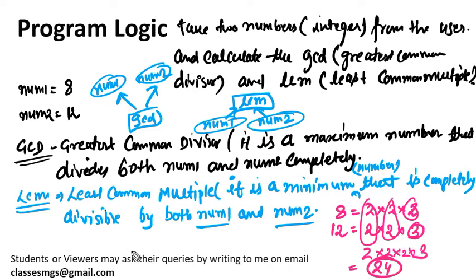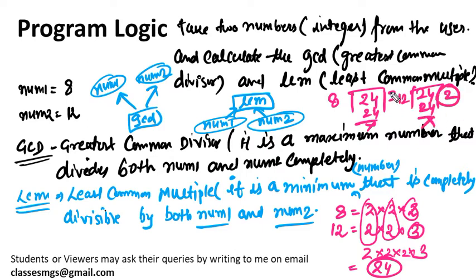24 is the number that is completely divisible, the minimum number it is. Remember, it is the minimum number that is completely divisible by both 8 and 12. 8 times 3 is 24, so it is completely divisible, and if we divide 24 by 12, then it is also divisible. So this way it is completely divisible. So you know how to calculate the GCD and how to calculate the LCM. You know what GCD and LCM are right now.